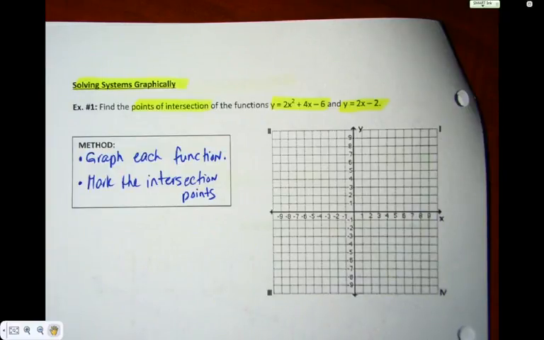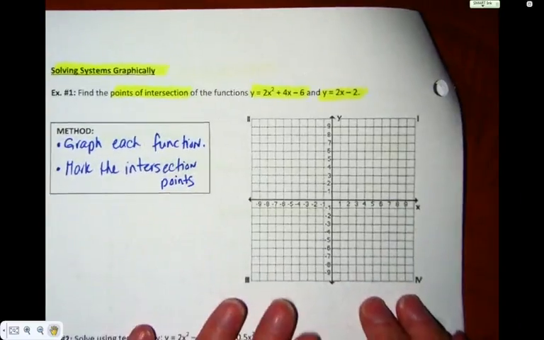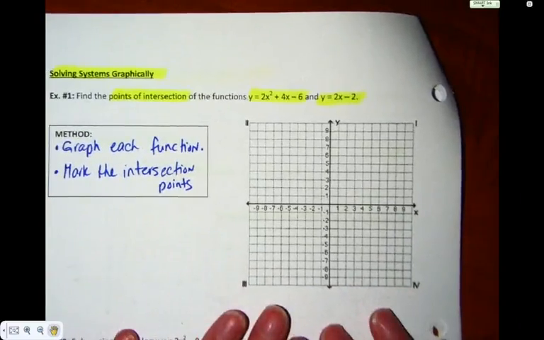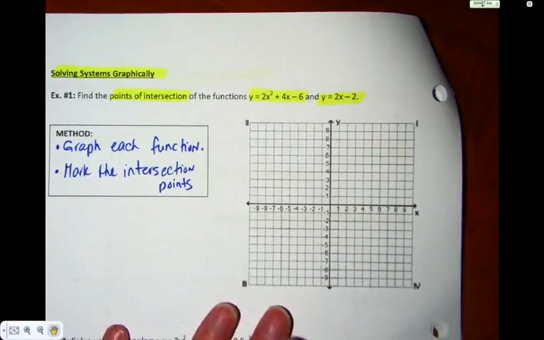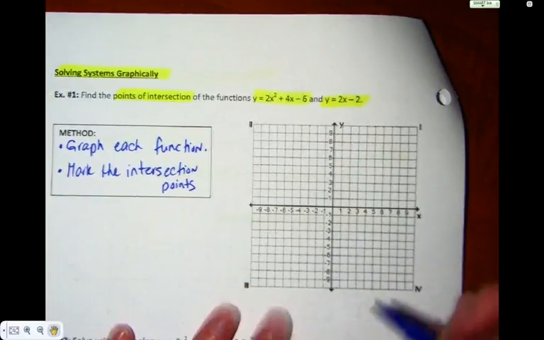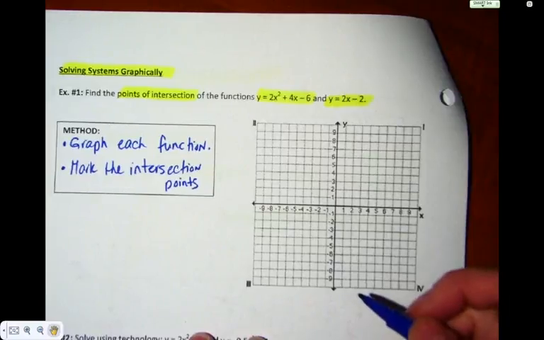Do you want to do the line first or the parabola first? Okay. Do the line first. Yeah, and you go for the line first. Negative 2.